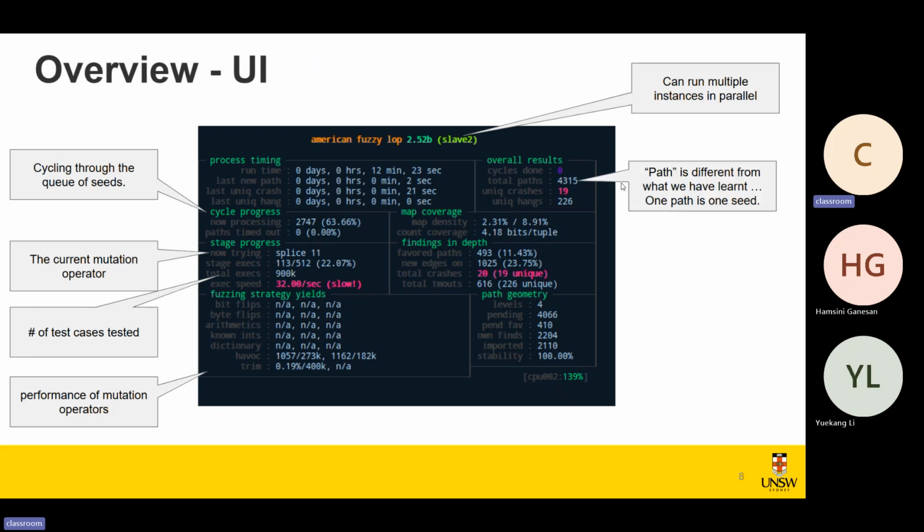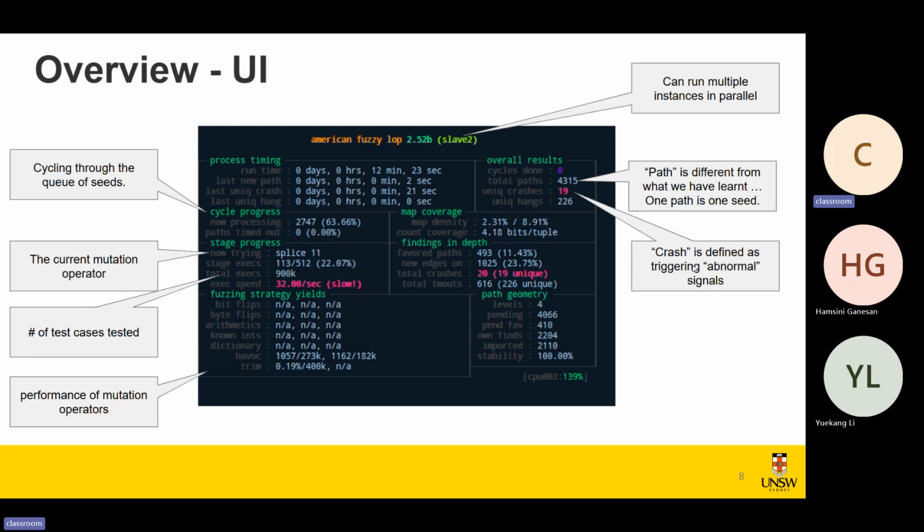And here, pass is actually different from what we have learned when we learned CFG. Each pass here corresponds to one seed. So this means that AFL has found 4,315 seeds here. So it's not a pass in the control flow graph. It's just one seed input that is kept by AFL.